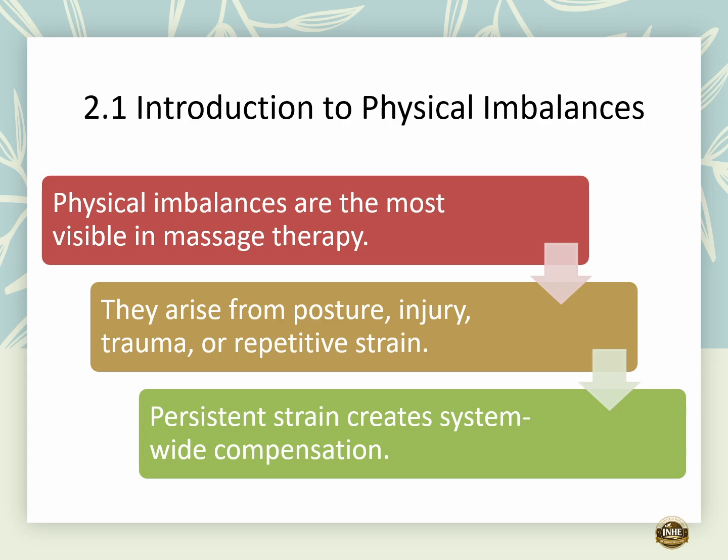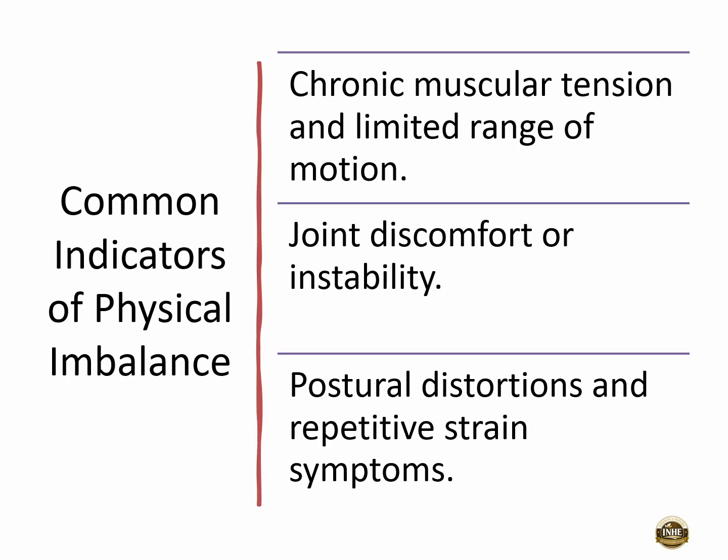Next, we will address common indicators of physical imbalances. Common indicators include chronic muscular tension, reduced flexibility, restricted range of motion, and joint discomfort. Postural distortions often emerge gradually and may eventually contribute to pain patterns, compensation, and repetitive strain injuries. The body always attempts to adapt to stress, but adaptation is not always healthy. Now that we covered common indicators of physical imbalances, we will continue with physical stress cascade.